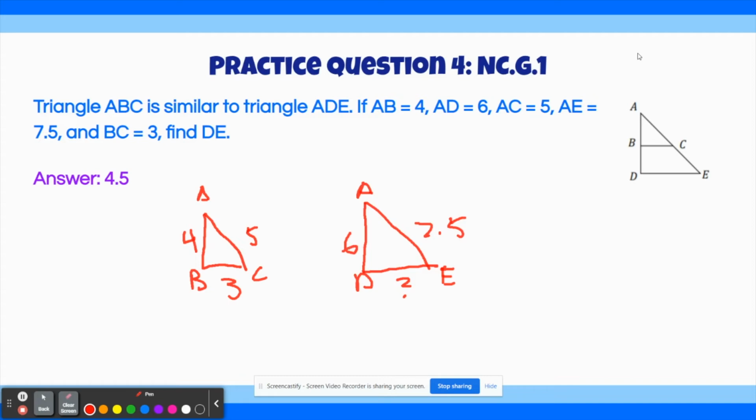And so to do that, we can either do 6 divided by 4, which tells us how much 4 is multiplied by to get 6, or 7.5 divided by 5. They will both get us the same answer. So I'm going to use 6 divided by 4. So our scale factor is 6 over 4, which just equals 3 over 2. Write that at the top.